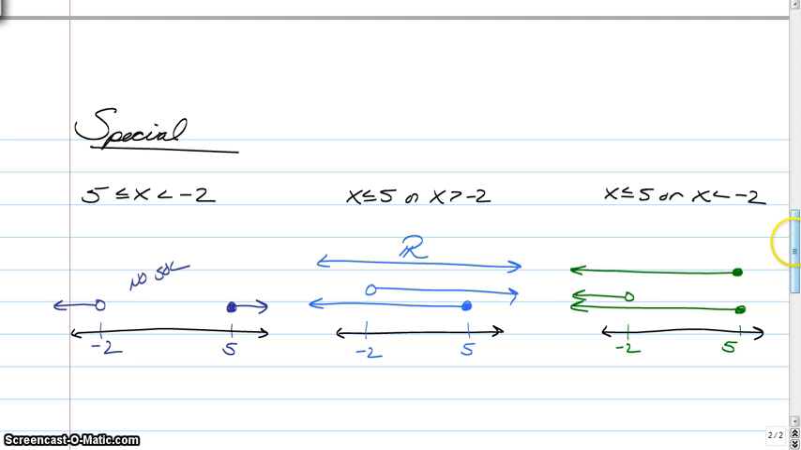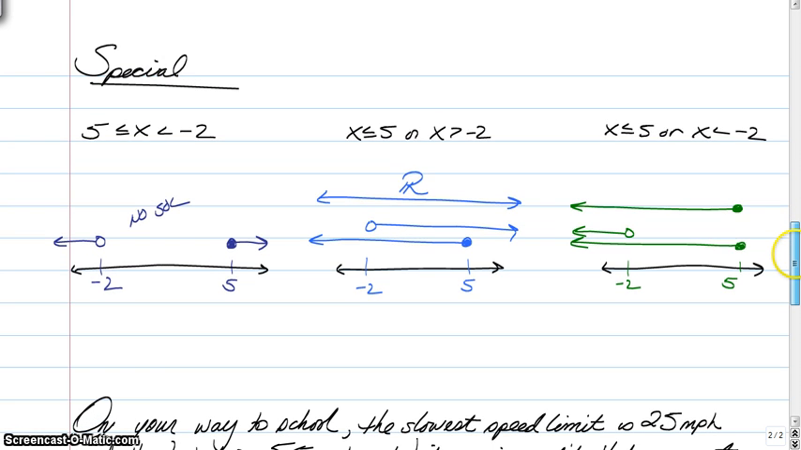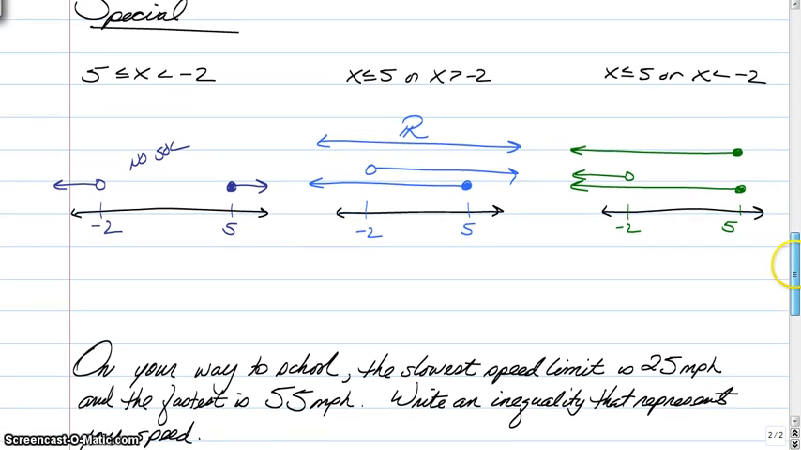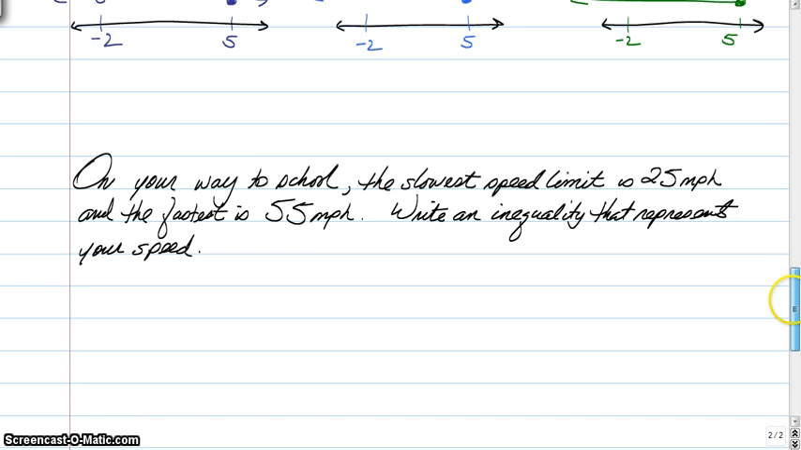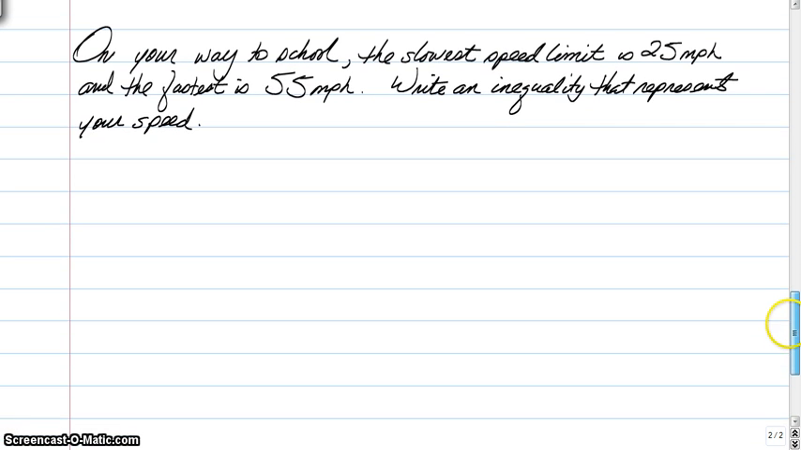Okay, there's one other one, and that's if they both pointed in the same direction and they were an AND statement, then you would have to pick the one where they both overlap. We have 1 minute and 30 seconds to get through this last question. Remember, I am on a 15-minute time limit for these videos, so if you need to pause or rewind, feel free to do so. So on your way to school, the slowest speed limit is 25 miles per hour and the fastest is 55 miles per hour.